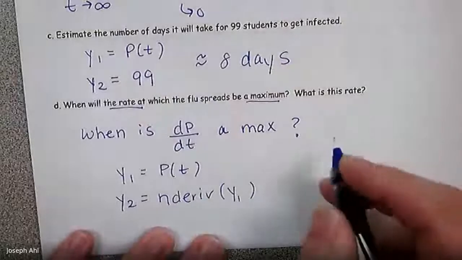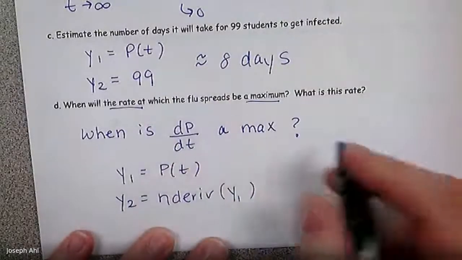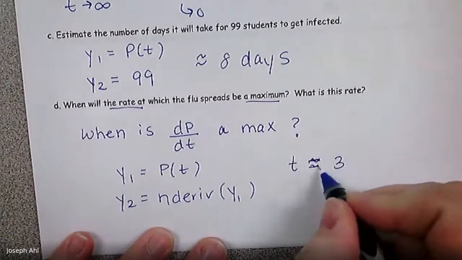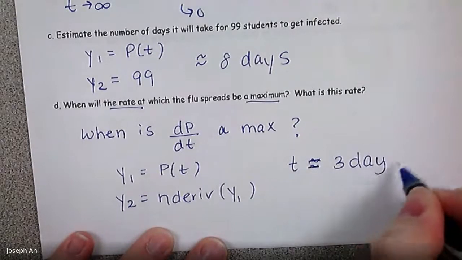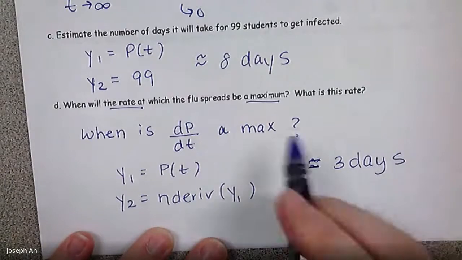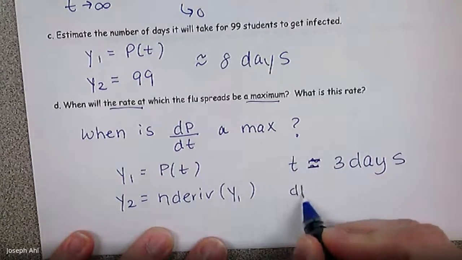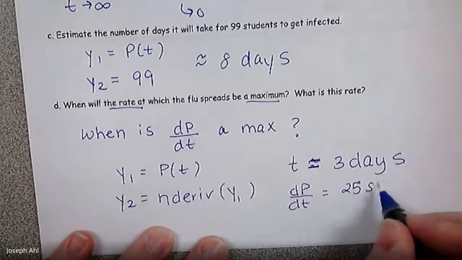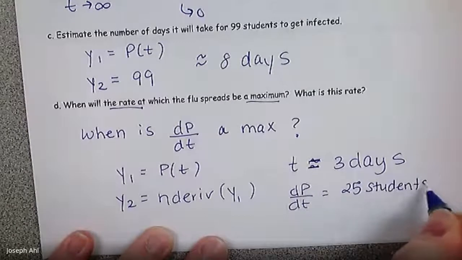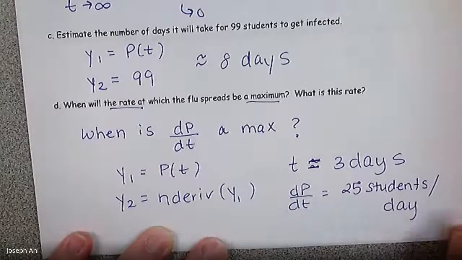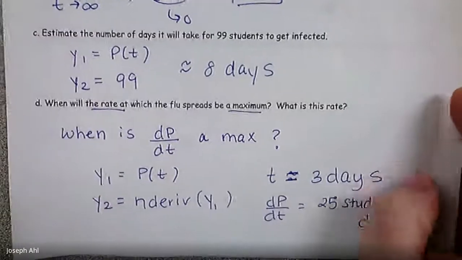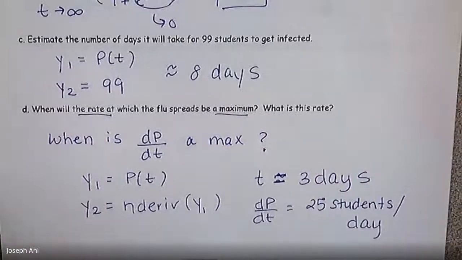Okay, so we would say that when will the rate be at a max? The answer is that t is approximately, it's actually not even approximately, we'll just say equals 3. I'm pretty confident that 3.000 is 3 days later. And then what is the rate? The rate, dP/dt, is 25 students per day. Okay. So especially if it's not something we're forced into doing algebraically, bringing in the calculator for something like this, I think is a great idea.